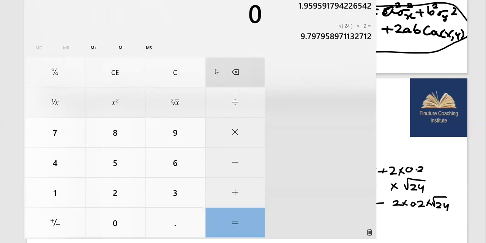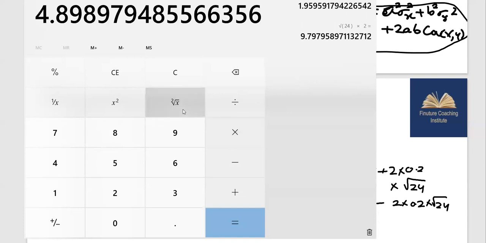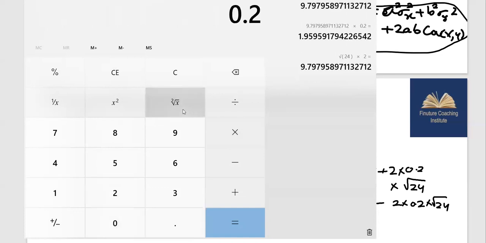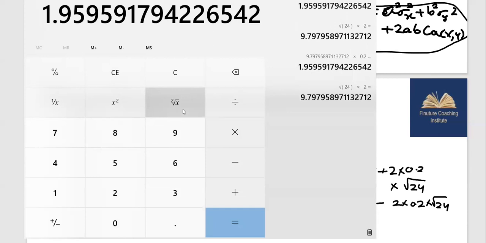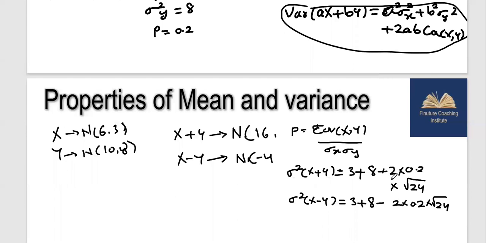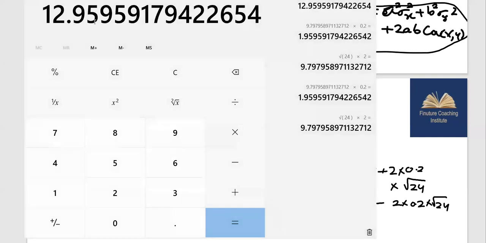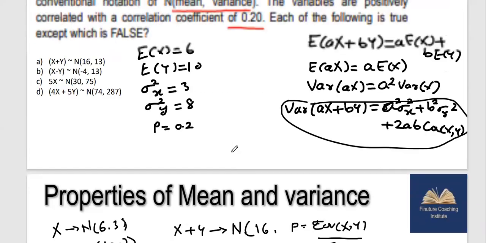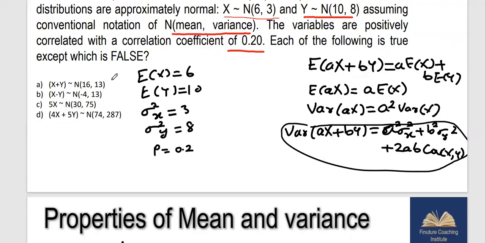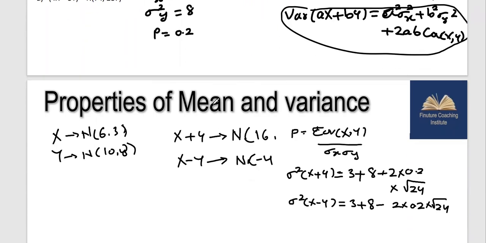Let me just re-verify it. Square root of 24 times 2 times 0.2. So it is coming as 1.95. So this third expression that I calculated is coming as 1.95. So if I add 11 to it, I get 12.95. So this one is correct. So we are getting variance of 13.